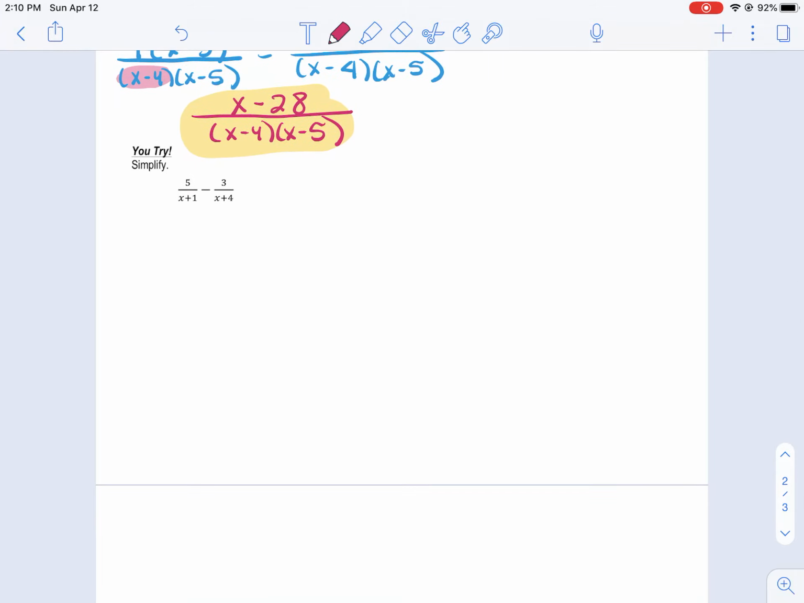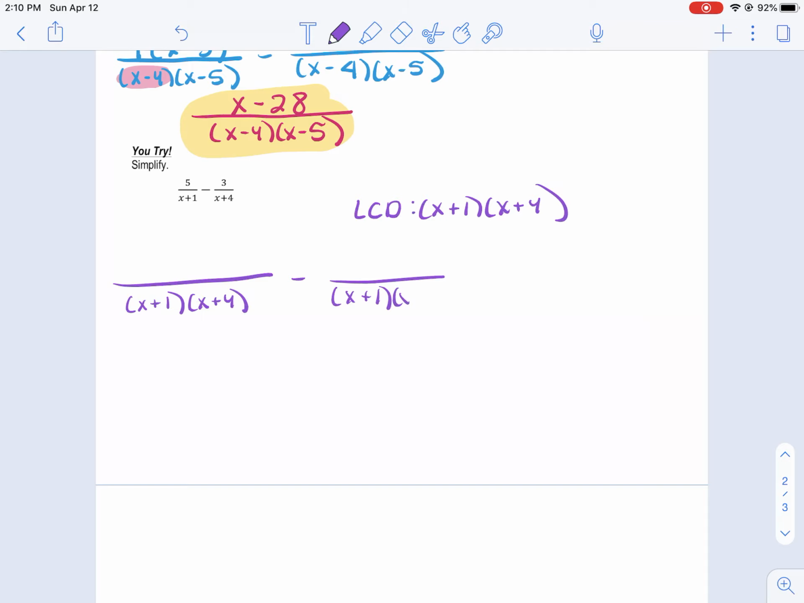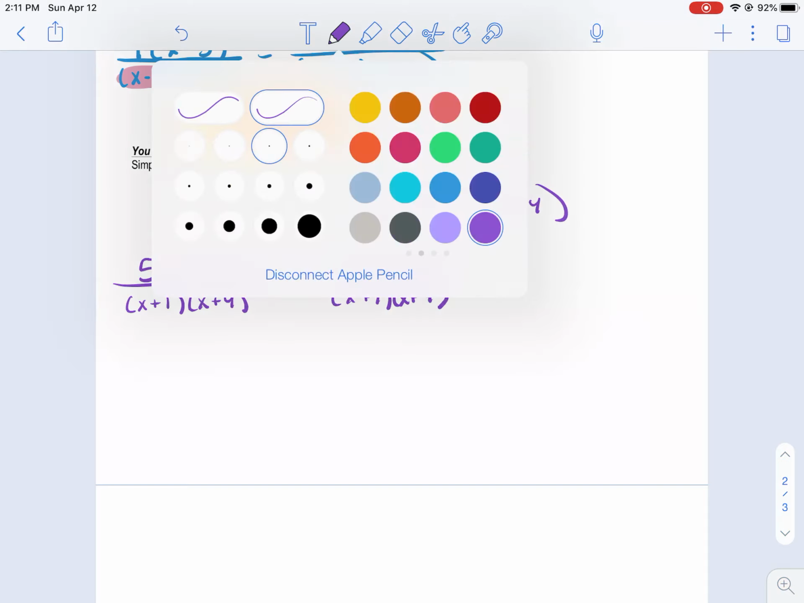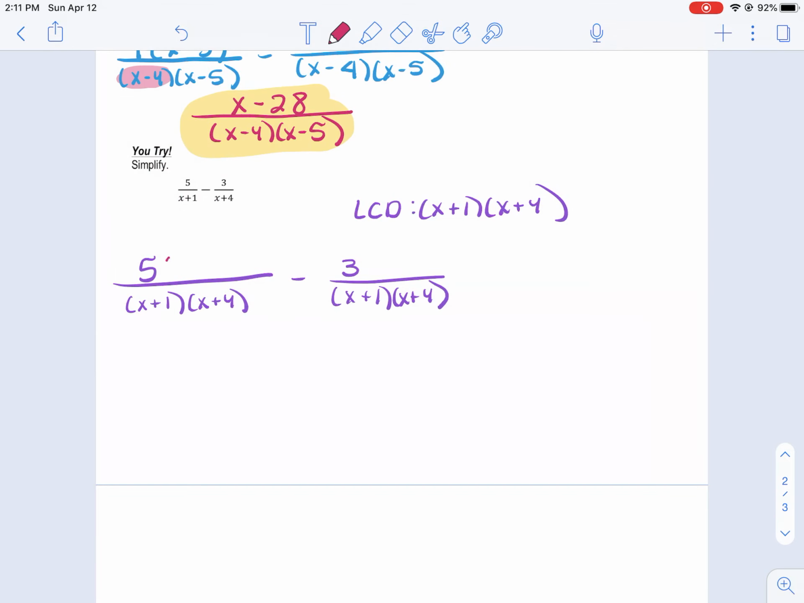I'd like you to pause the video and go ahead and try the last problem. I'm going to go through it real quickly for when you're done. So the LCD is x plus 1 times x plus 4. So we rewrite each fraction with that LCD. Okay, put the 5 and the 3 back on top. For the first fraction, you multiply the bottom by x plus 4, so multiply the top by x plus 4. For the second one, you multiply the bottom by x plus 1.